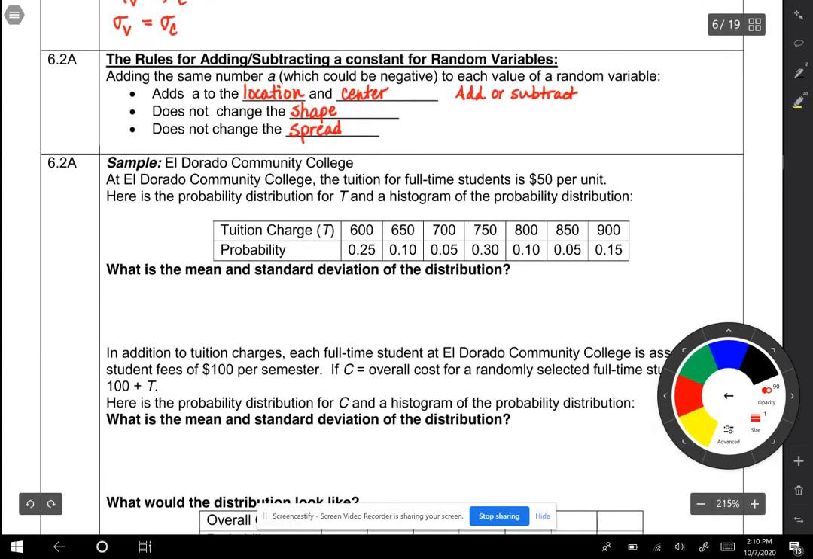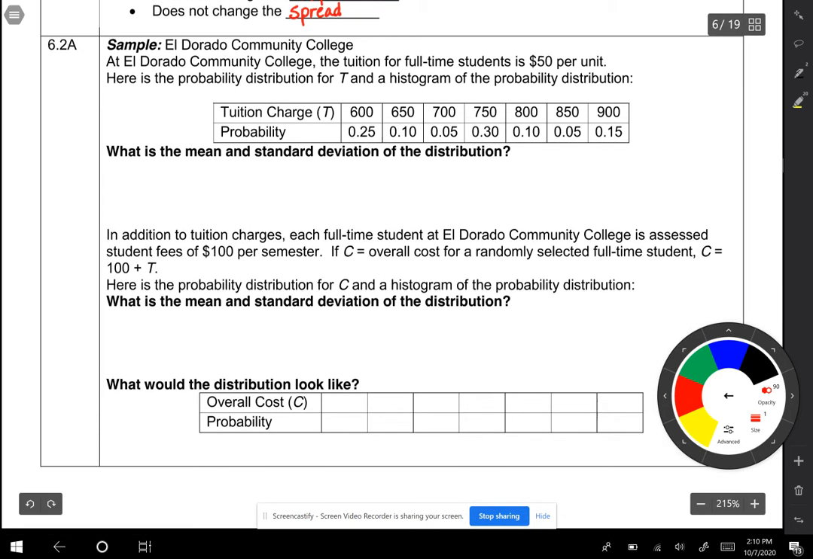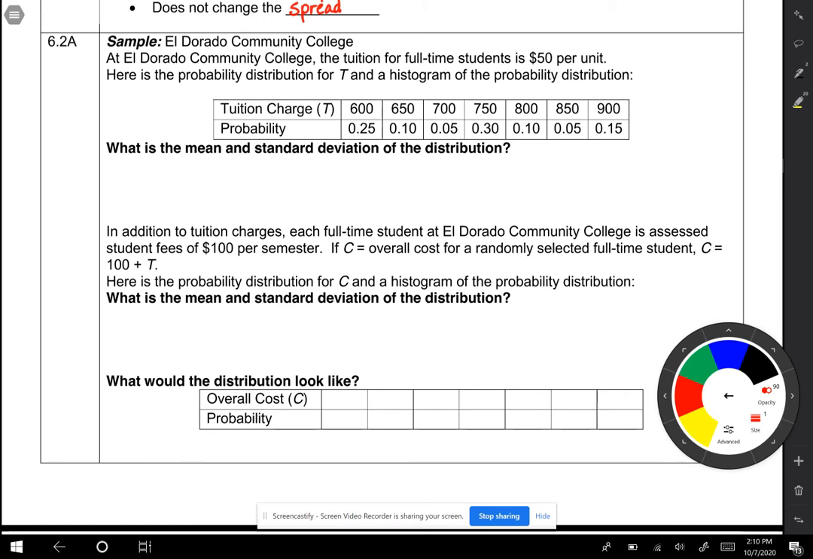Okay, going back to our El Dorado Community College example. At El Dorado Community College, the tuition is $50 per unit. Here is the probability distribution for T. I don't have a histogram, so don't worry about that. There's the tuition, because we know it was $50 per credit, and that's 12 through 18 credits. We already determined this previously. So the mean of tuition is $732.50, and the standard deviation of the tuition was $103.